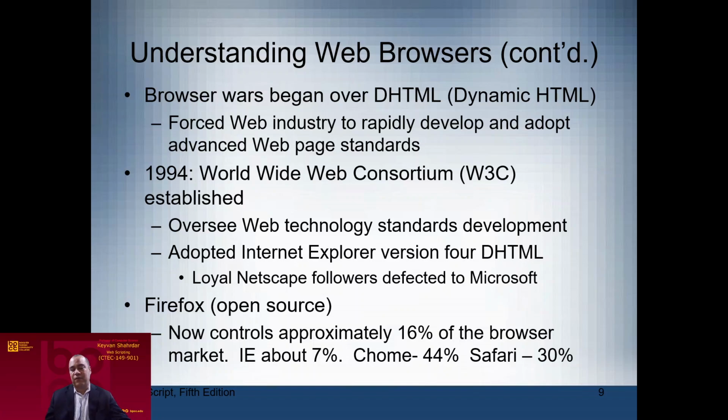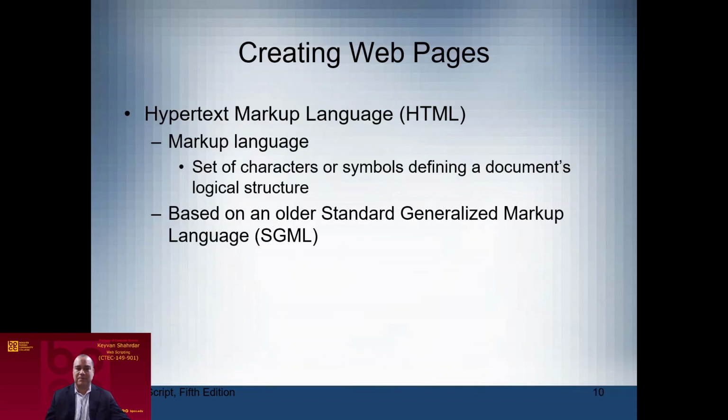And then Firefox, which was an open source browser, now controls about 16% of the browser market. Internet Explorer controls about 7%, and the Google Chrome browser controls about 44%. And Safari, which is the Mac browser, or the Apple browser, is 30%.